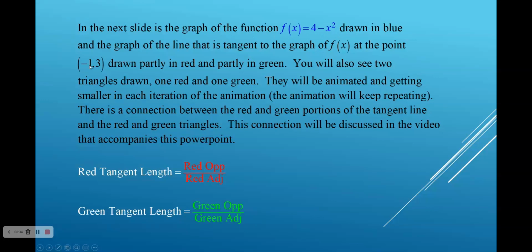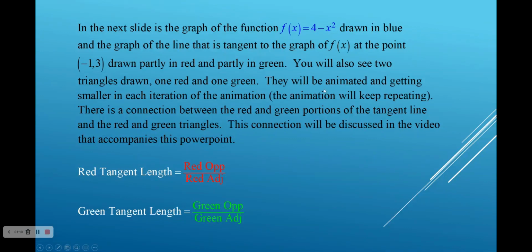A point on that parabola, one of the points, would be negative 1, 3. I want to take a look at the tangent line, tangent to the graph of that parabola at that point. And playing around with it, I'm drawing the tangent line partly in red and partly in green. And you're also going to see two triangles drawn, one of them red and one of them green. The red one is going to relate to the red part of the tangent line and the green one to the green part of the tangent line.